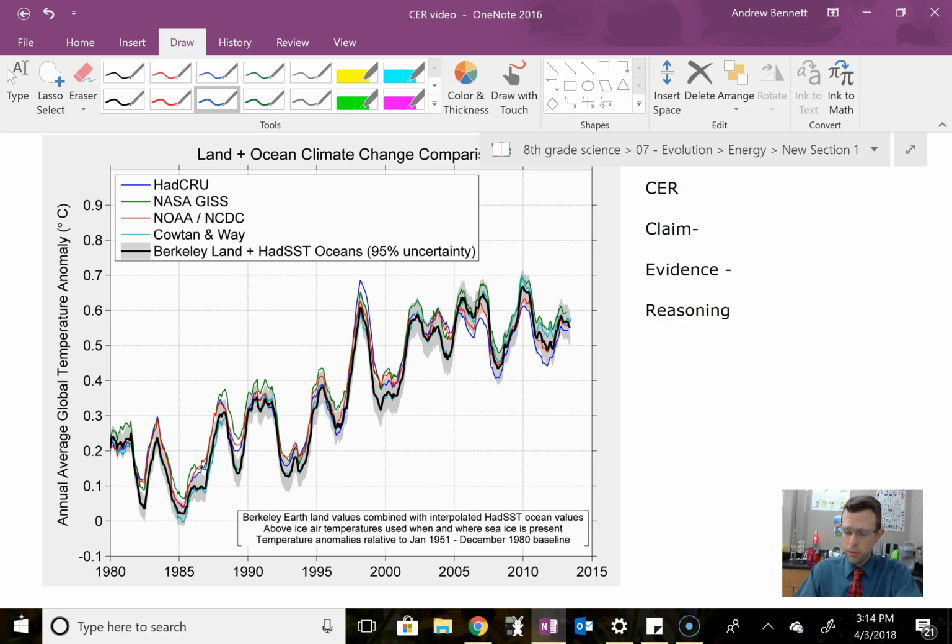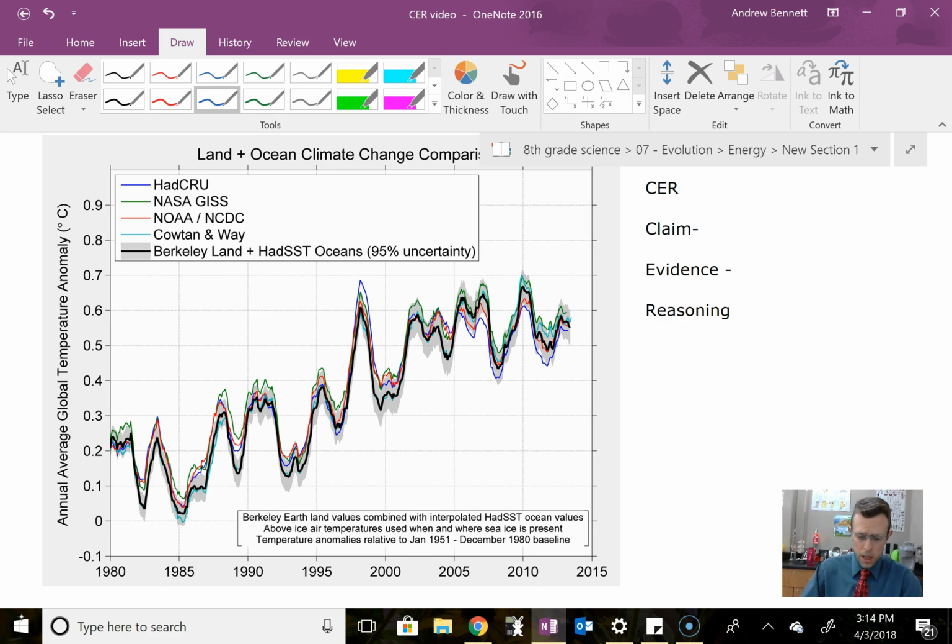Now, we want to keep in mind with CER, we do claim evidence reasoning in that order only for writing it. That would be a terrible order to think about this because we're trying to make a claim before we have any evidence to back it up. So then it just becomes a game of trying to find the one piece of evidence that supports our original idea and ignoring anything else. So we want to switch up the order when we're thinking about this. We're going to do ERC, Evidence Reasoning Claim, when we're thinking through these.